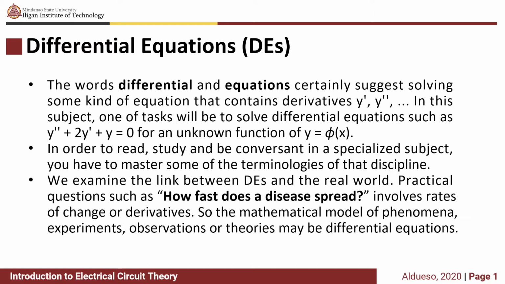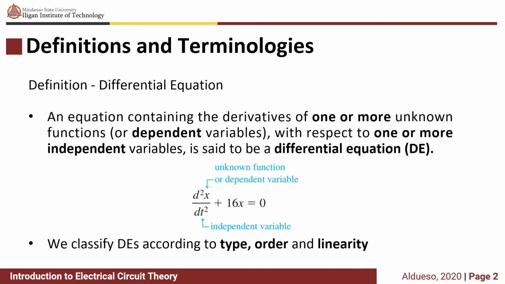So we examine the link between differential equations, or DEs, and the real world. Practical questions such as how fast does a disease spread involve rates of change, or derivatives. The mathematical model of phenomena, experiments, observations, or theories may be differential equations. Later on in the topic, we will see how our real-world problems can be described by differential equations. An equation containing the derivatives of one or more unknown functions, or dependent variables, with respect to one or more independent variables, is said to be a differential equation.